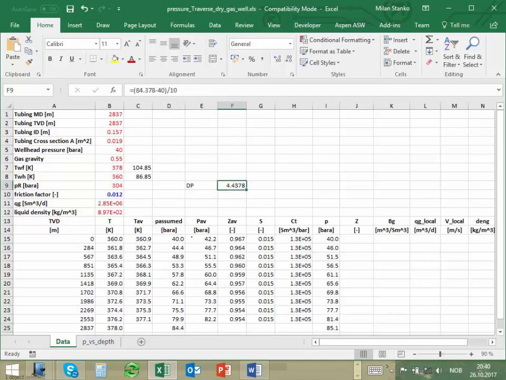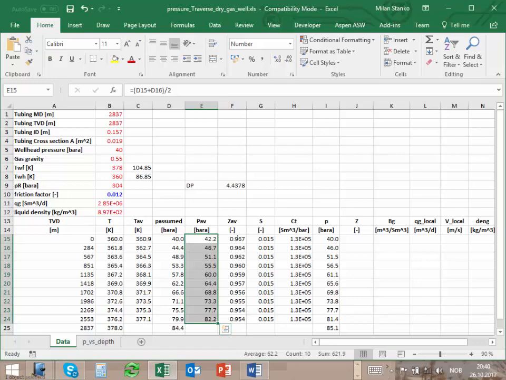I did it by calculating this delta P, and then this one is this one plus this delta P. This one is the previous plus that delta P. And then I calculate the P average and the T average in each section. Now I have everything I need to calculate C T and S.